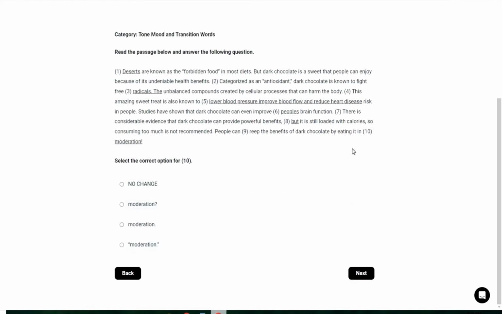All right, and our last in-text one for this one, it's saying people can reap the benefits of dark chocolate by eating it in moderation! Exclamation point. Okay, and it's asking, is this the correct punctuation, or is this how we use the tone in the transition? All right, so I'll give you guys a second to pick your best answer.